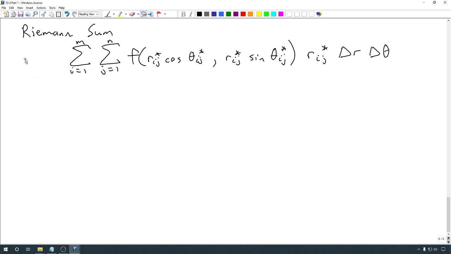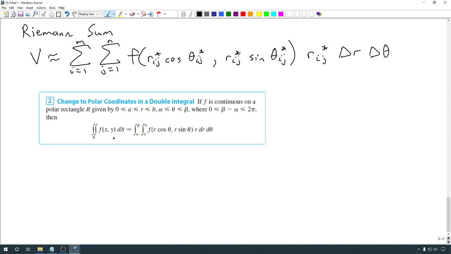So you could say that our volume is approximately that, with a better approximation if there's a lot of polar rectangles, or polar subrectangles. As we take the limit as these polar rectangles shrink to nothing, as we let the number of them go off to infinity, this actually turns into a double integral.